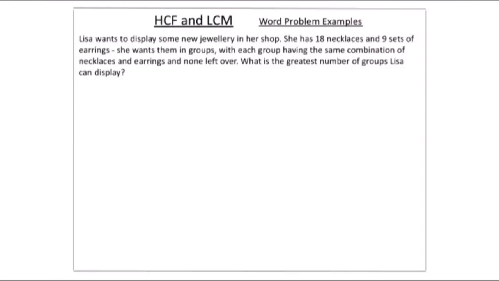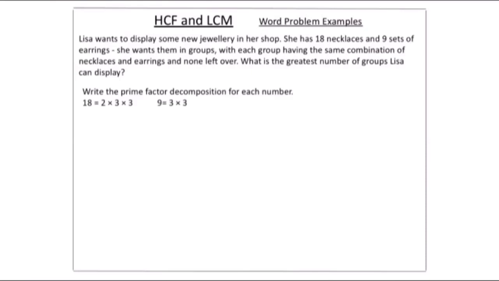Here we have some word problem examples related to highest common factor and lowest common multiple. The first question is, Lisa wants to display some new jewelry in her shop. She has 18 necklaces and 9 sets of earrings. She wants them in groups, with each group having the same combination of necklaces and earrings and none left over. What is the greatest number of groups Lisa can display? Now here the word greatest shows us that we have to use highest common factor in this question.